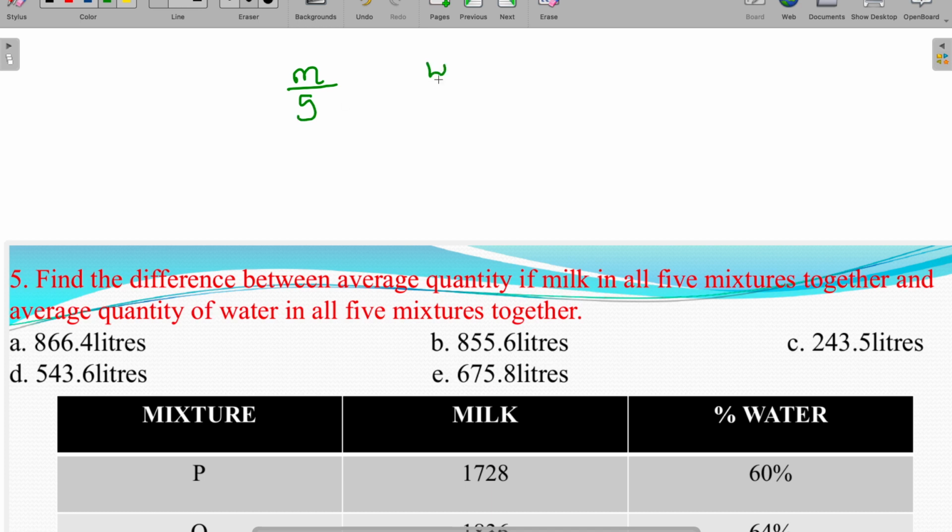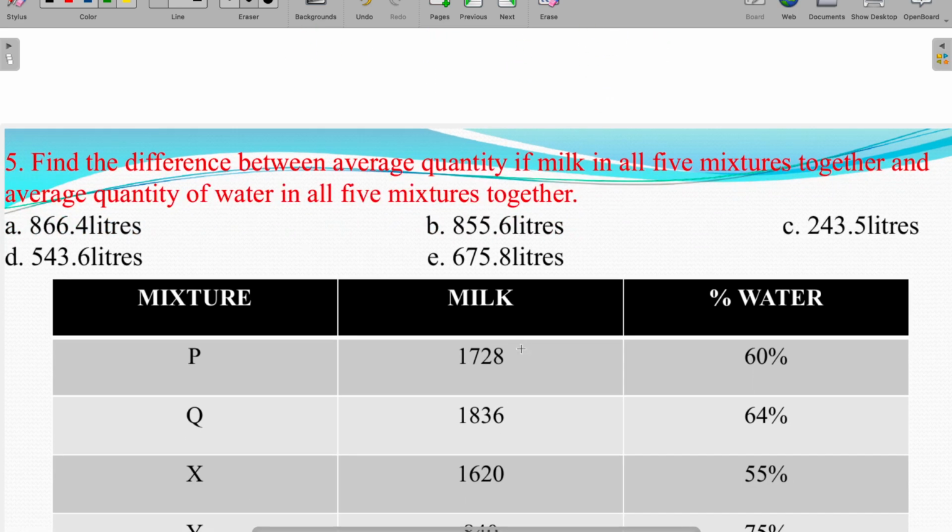Sum of the water will be water divided by 5, we will do. Then the difference we will do, which means the answer will be milk minus water divided by 5. Yes or no? Then do it individually instead of doing it together.